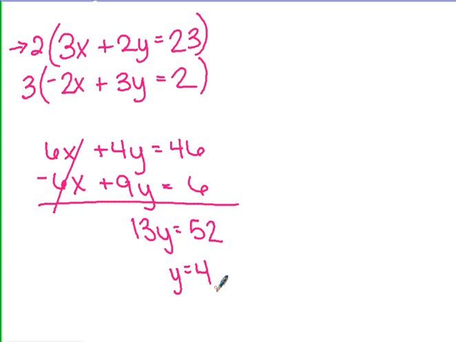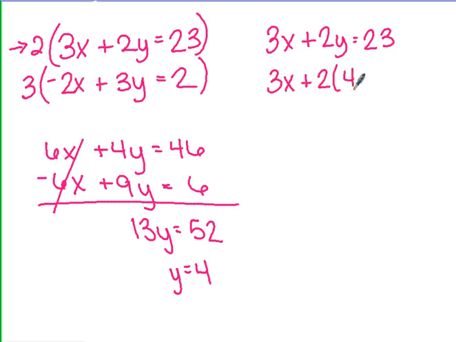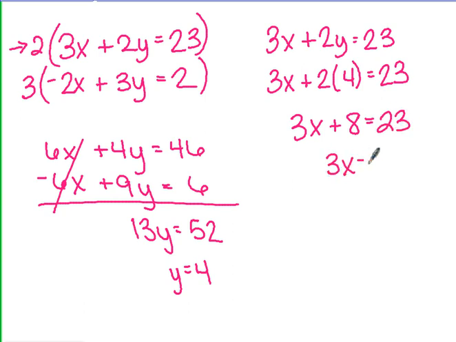I'm going to go back to the first equation, 3x plus 2y equals 23. All right, we're going to substitute 4 in the place of y. So we have 3x plus 2 times 4 equals 23. And then we just solve as usual. 2 times 4 is 8. We subtract 8 from both sides to get that variable term by itself. We have 3x equals 15, which means that x equals 5.